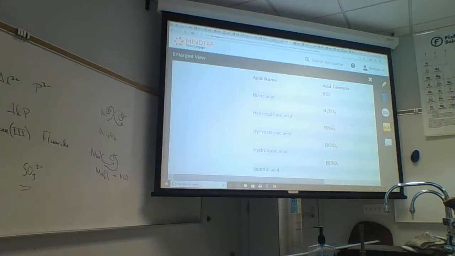If it's ic acid, then the anion is an ate. And so it's nitrate. What's the formula for nitrate? NO3 minus. And then how many H pluses will we need to balance the charge? Just one. And so nitric acid is HNO3.